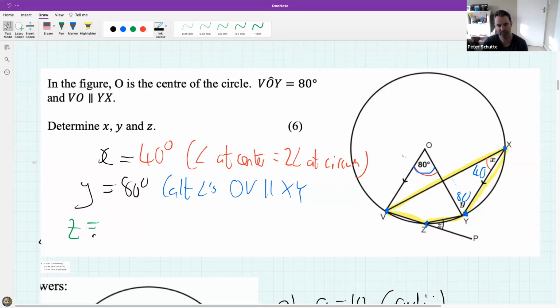What relationship does Z have with something else? Okay, now here's the sneaky bit. If you look at this angle over here and this angle over here, would you agree that they are opposite angles in a cyclic quad? Now, you know that opposite angles in a cyclic quad add up to 180, sorry, I said 140. So that has to be 140. What does this one on the outside then need to be? What does Z have to be?